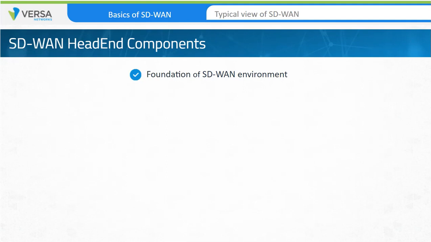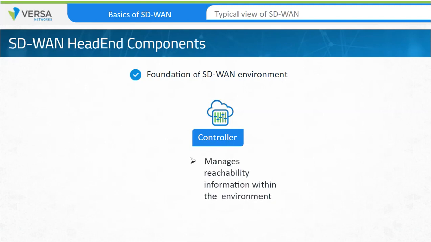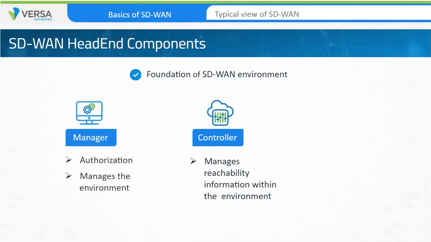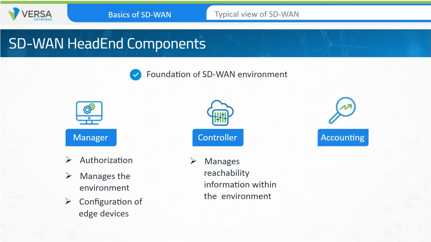The head-end components consist of the control component, which manages the reachability information within the SD-WAN environment. The management component, which authorizes devices, provides management of the environment, and configuration of the edge devices. And although not always present, a mature SD-WAN environment will include a logging or accounting component, which keeps track of network performance and functions within the environment.